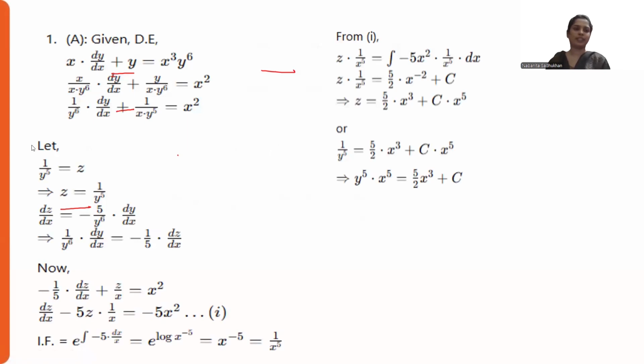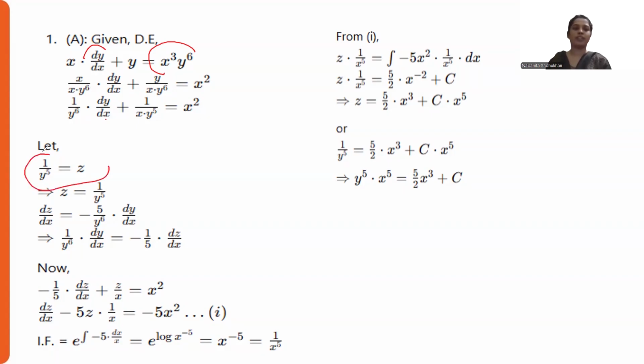At first, we have to take it in the form. So we can see that it is a first order, first degree differential equation. Since we are having x³y⁶ on the right hand side, we are dividing the whole equation by x·y⁶. So the x's get cancelled and we are having (1/y⁶) dy/dx + 1/(x·y⁵) = x².